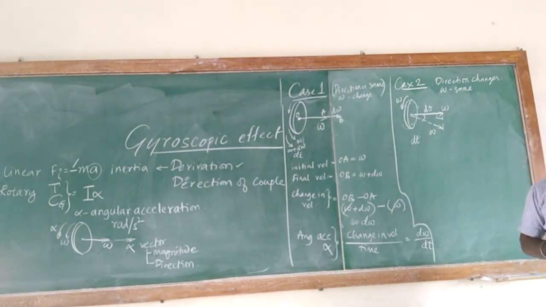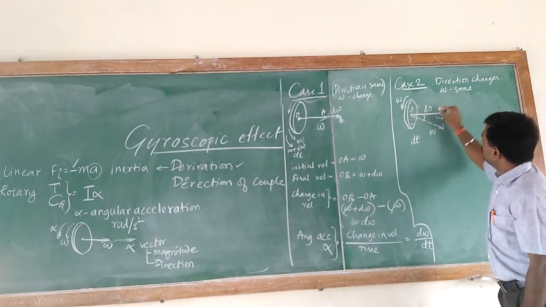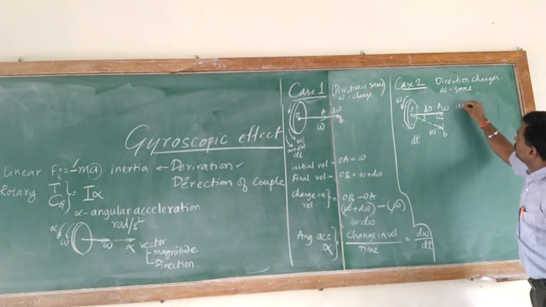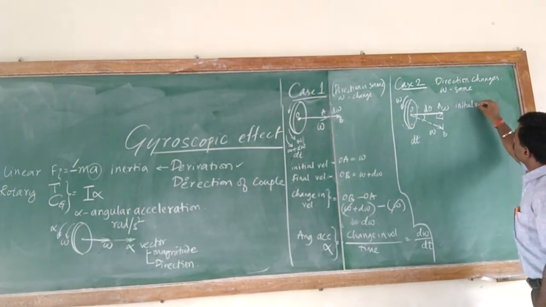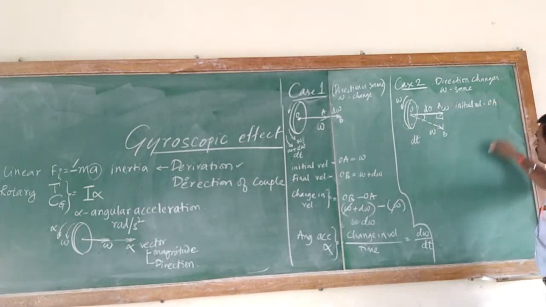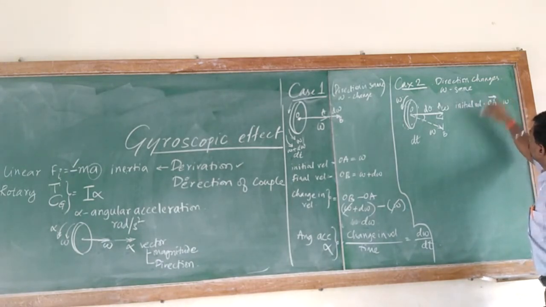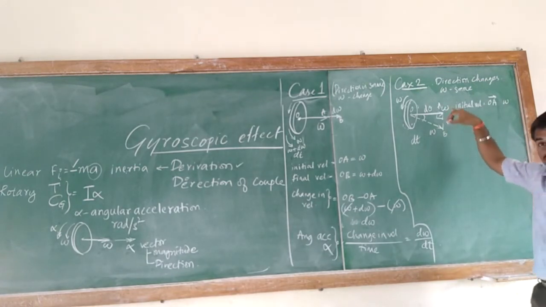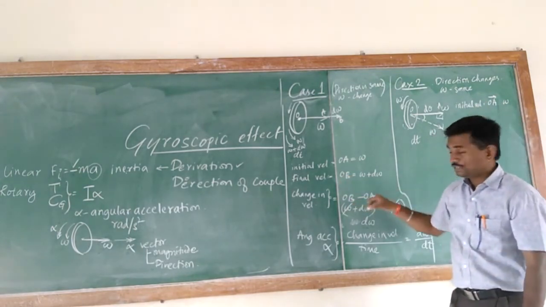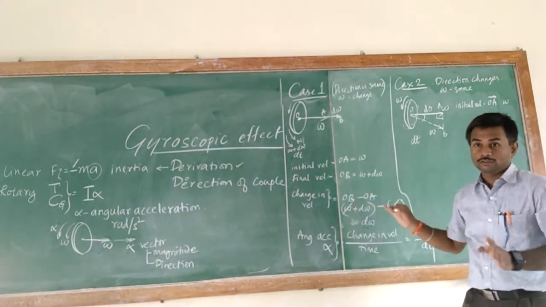We can consider this as a right angle triangle. This is O, this is A, this is B. Once again, initial velocity. What is initial velocity? OA. That is omega. But this is changing in direction, so better write an arrow above this. Whenever you have an arrow, that means we cannot use direct subtraction or direct addition. You have to be very careful.